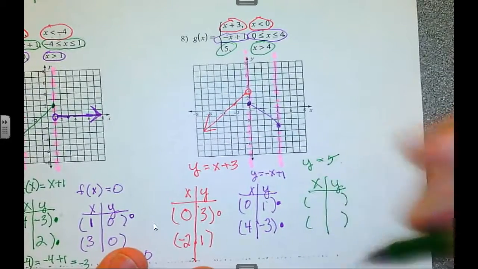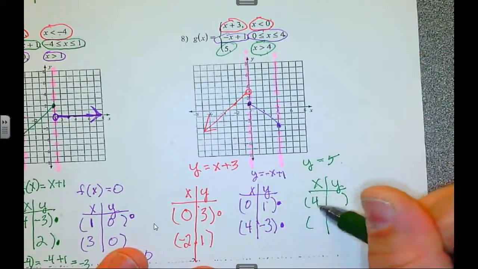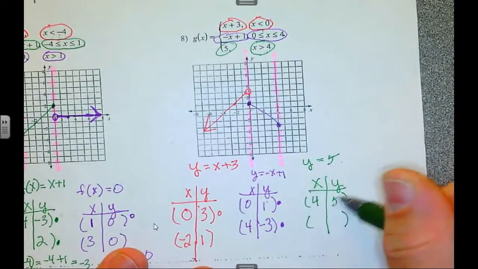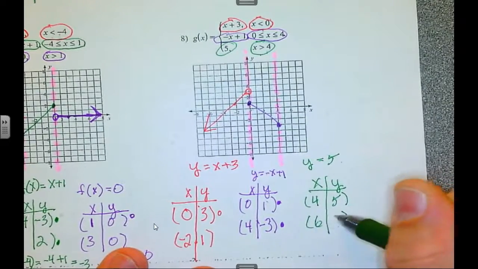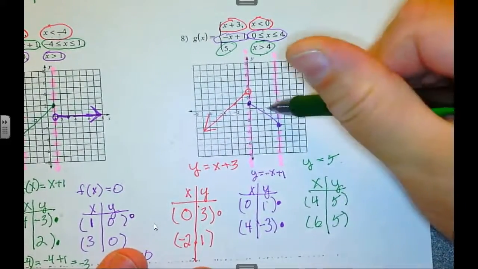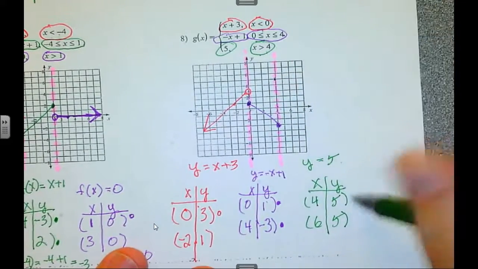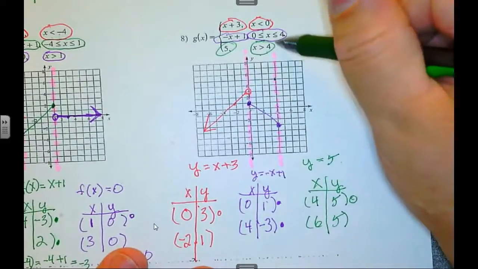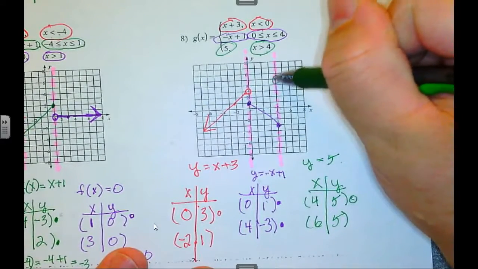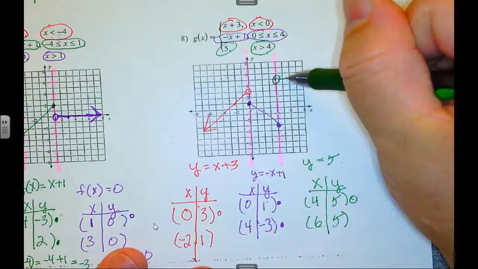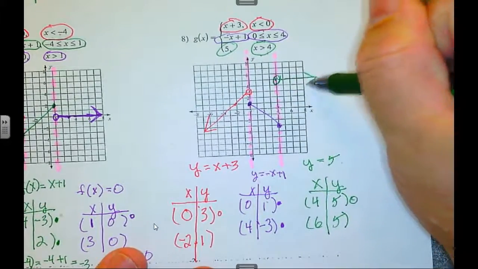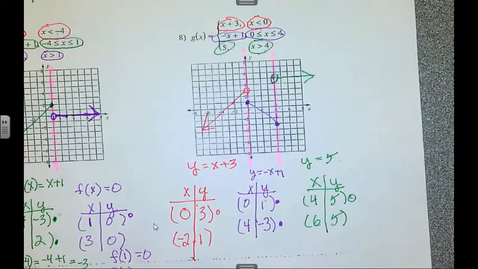Have to use the boundary value for x. It's 5. Anything greater, I'll try 6. Y is going to be 5. So I have 4, comma 5. Open circle. And then it's going to be a horizontal line at y equals 5. There you go. Easy peasy.